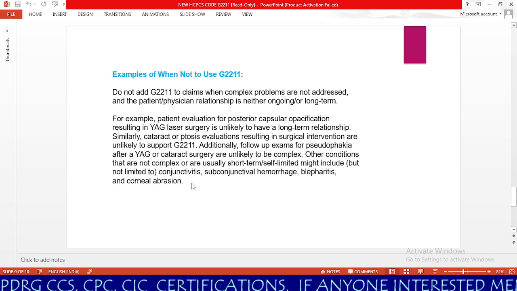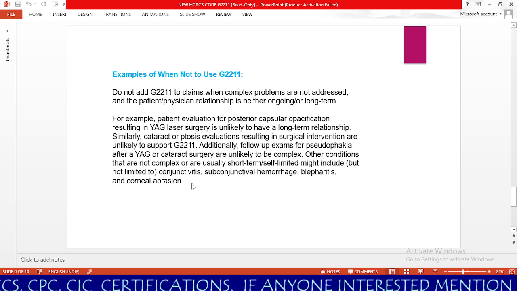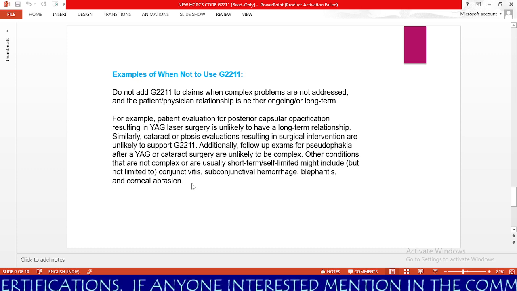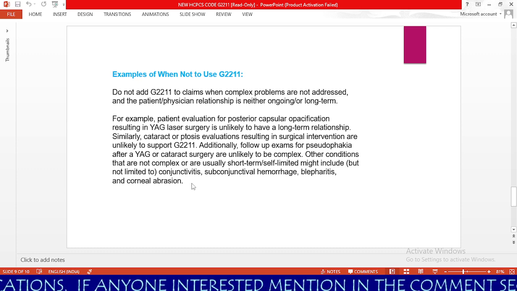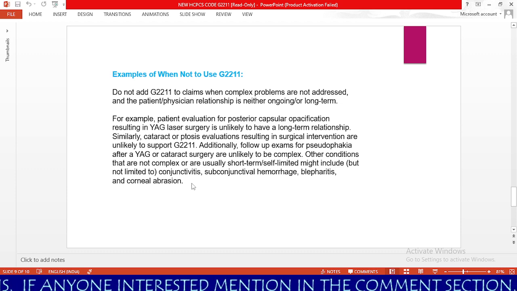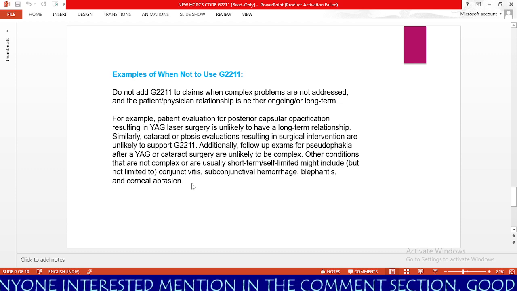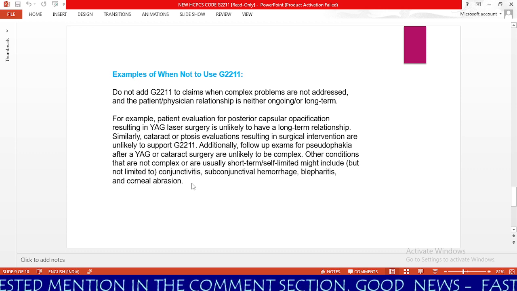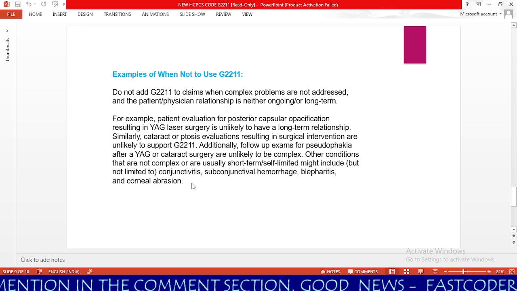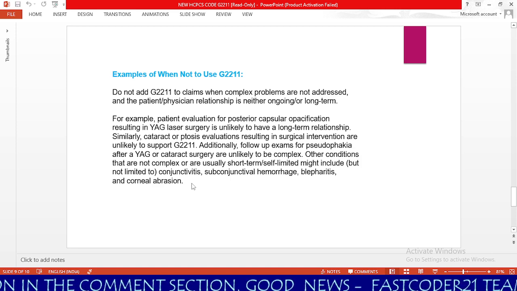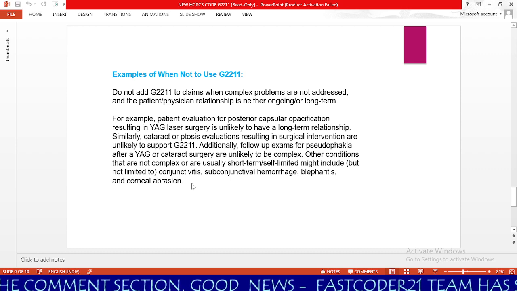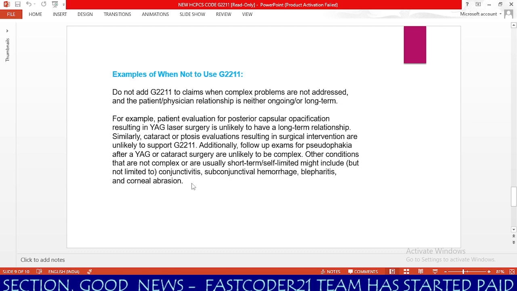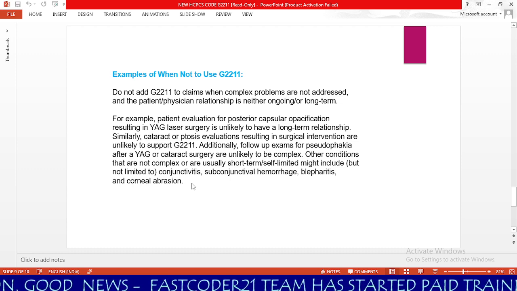So based on all these examples, you need to remember that if the physician is providing long-term care for the patient's chronic or serious condition, we need to use G2211. We will use G2211 along with 99202 to 99215, and we will not report G2211 and the 25 modifier in the same visit. So we need to use only one code among these two.